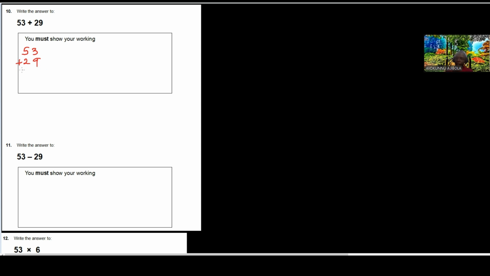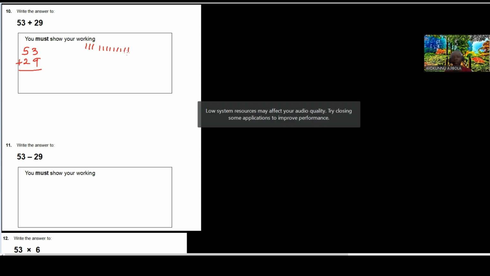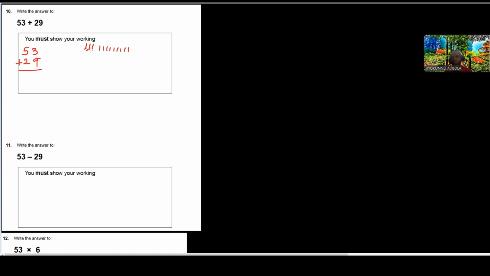So what I have to do here is to count 3, 1, 2, 3, and count 9, 1, 2, 3, 4, 5, 6, 7, 8, 9. Then I'm going to count them together. 1, 2, 3, 4, 5, 6, 7, 8, 9, 10, 11, 12. So it means 3 plus 9 is 12, okay?